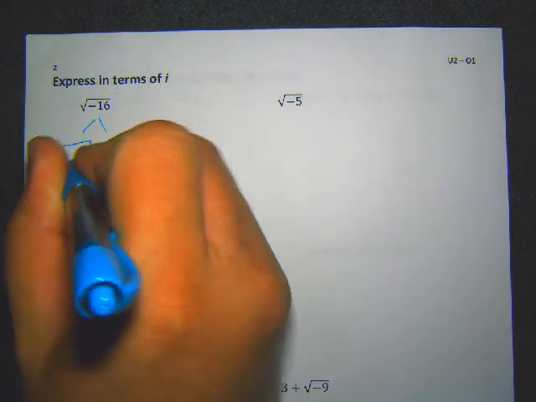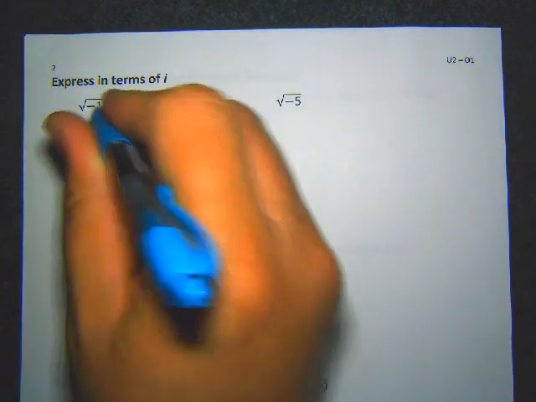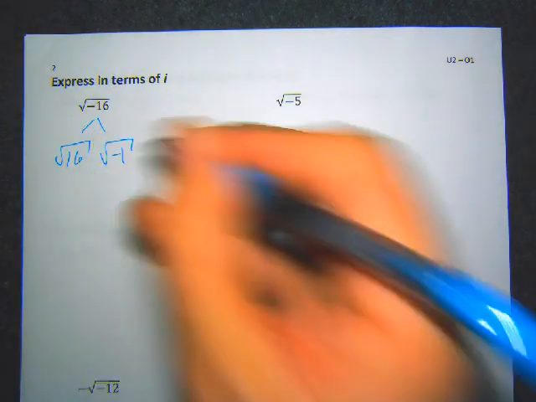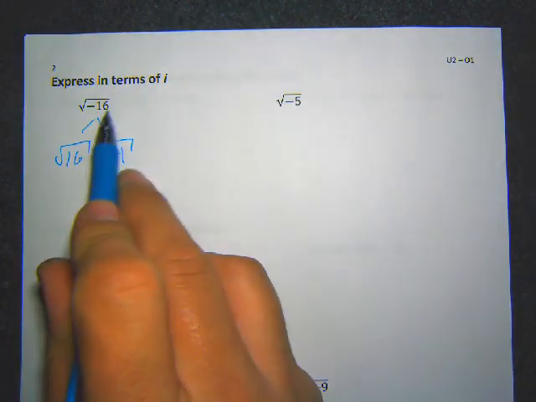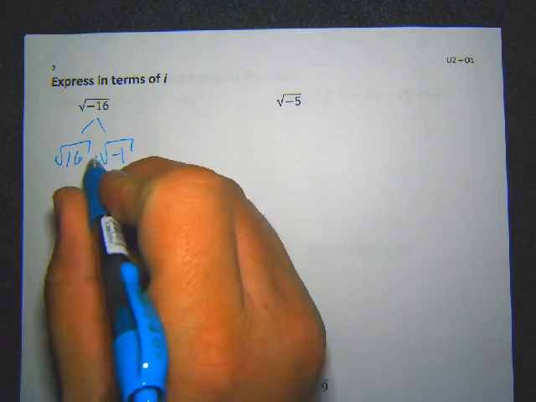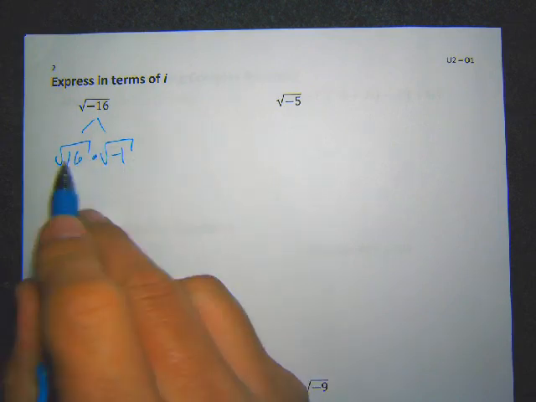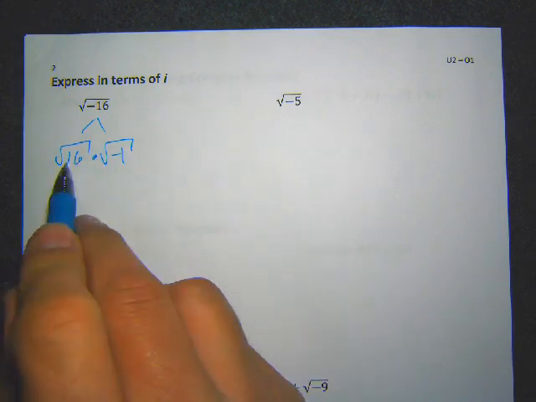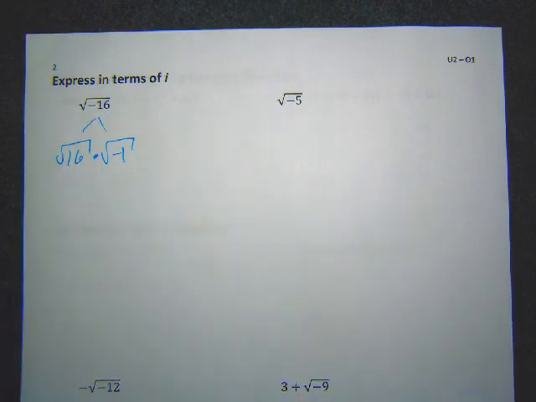So I'm going to do the square root of 16, and the imaginary part is going to be the square root of -1. We can do this because there's a rule about roots that you can break it up by multiplication. So we're going to break this into multiplication: the square root of 16 and the square root of -1, because 16 times -1 gives me -16.